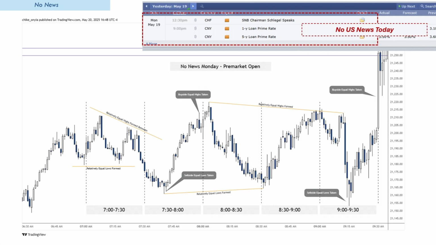So what you want to look for, to summarize, on a no news Monday or no news Tuesday or whatever, before 9:30, is where the relative equal lows and relative equal highs are, which ones have been taken out yet, and whether the opposite side of that has been taken out. If you have both sides, you want to wait for one side to get taken out, and then you can buy to go to the other side, like here, for example.